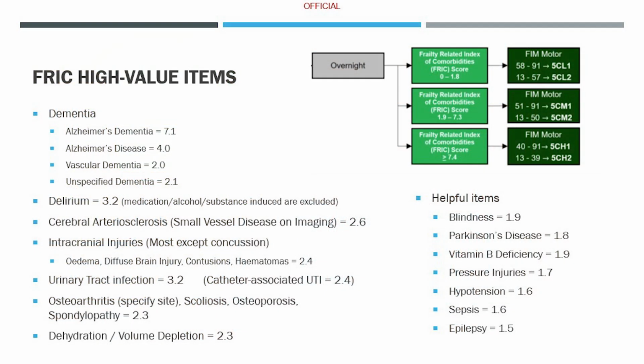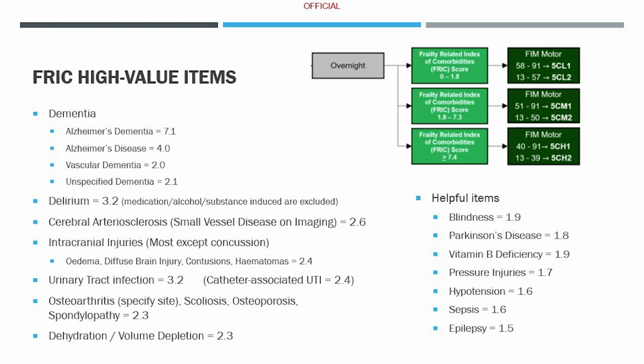Interestingly, although a lot of acute conditions are excluded, dehydration or volume depletion still counts for 2.3. There are a number of other items that are semi-prevalent in this population. They may not be high scorers by themselves, but with a few of them or complementing some of those high scorers, they will count as well. So things like visual impairment that is enough to be causing blindness, Parkinson's disease, vitamin B deficiency, pressure injuries, hypotension, sepsis, and epilepsy all count. And although the points themselves will mostly land them at a singular level in the lower classification, once you have a few of them, the patient will easily fit the medium and higher classifications.